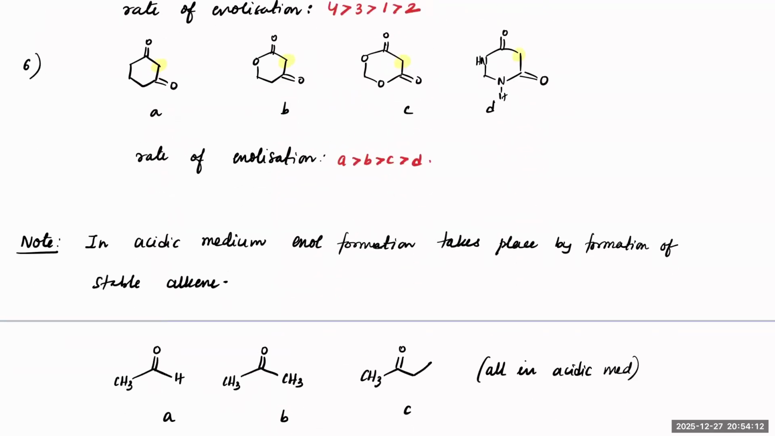Correct? Notice here we can have A, B, C, D, which is a very similar case. This is diketone, this is ketoester, this is diester, this is diamide. So A, B, C, D.